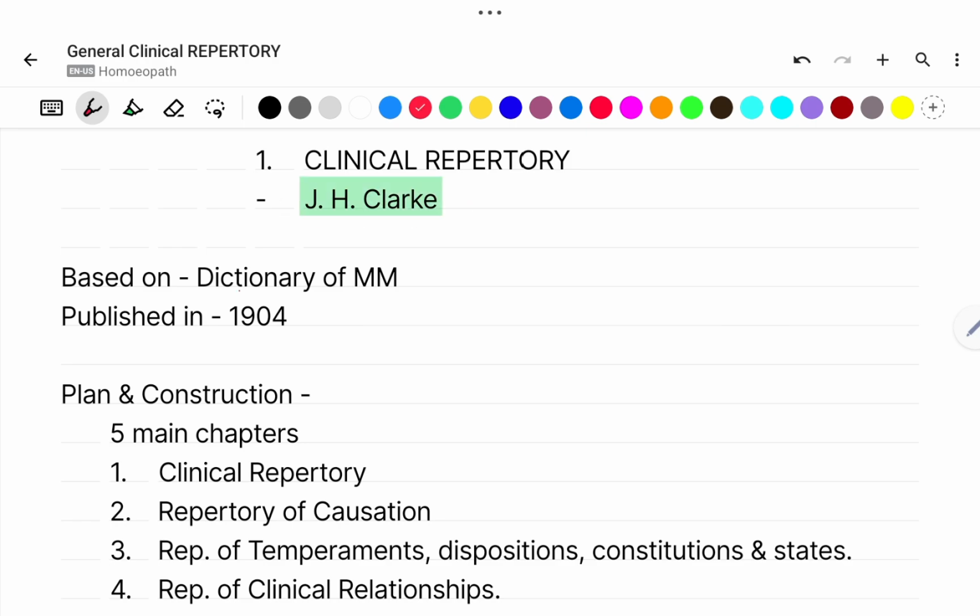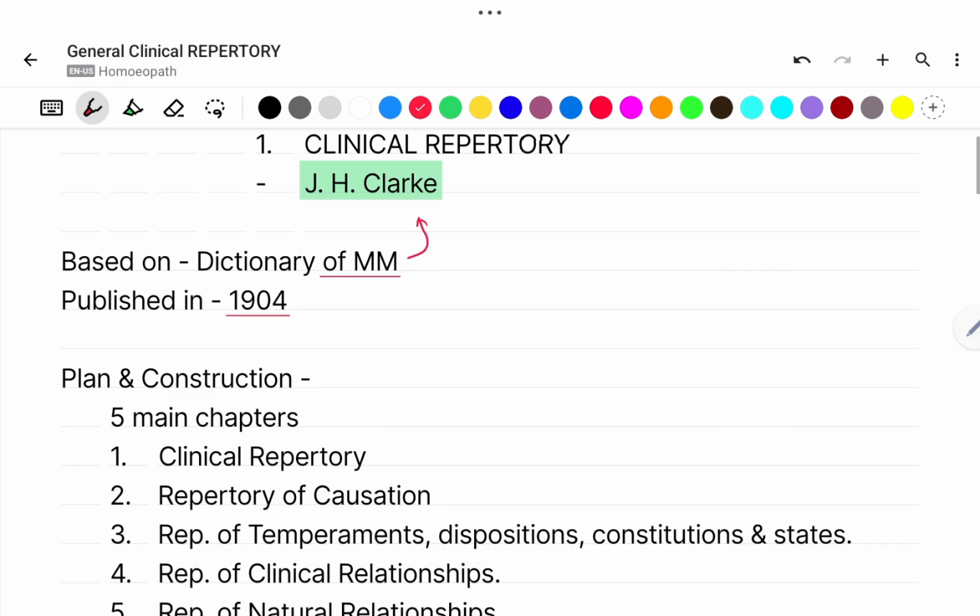It is based on Dictionary of Materia Medica published in the year 1904. The Dictionary of Materia Medica was also published by J.H. Clark only.